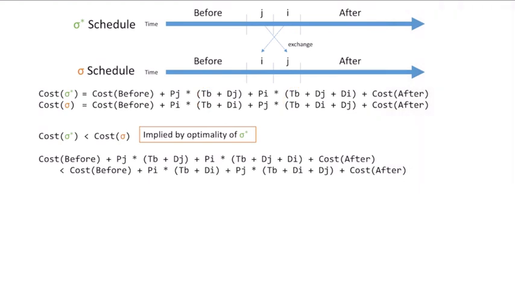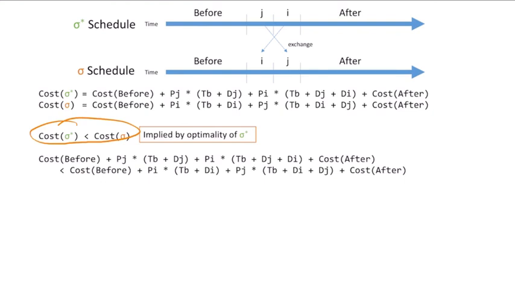Otherwise, we're just saying PJ has a completion time of the duration of everything that comes before plus DJ, and PI has a completion time of everything that came before plus job J plus job I. And then similar for sigma. So what we want to show is this. The cost of sigma star is less than the cost of sigma. If that turns out to be untrue, that's a contradiction, which means that sigma star cannot have been optimal, and the greedy schedule has to be optimal.